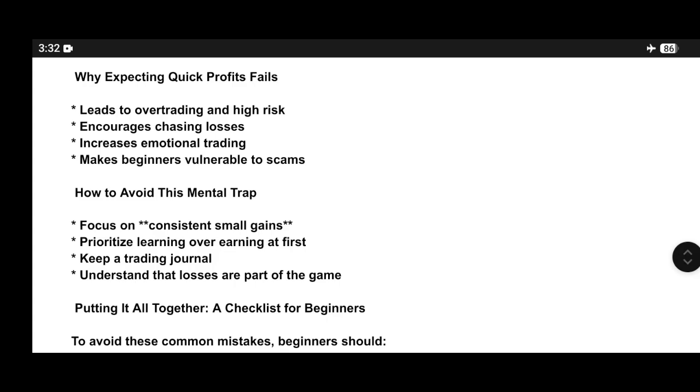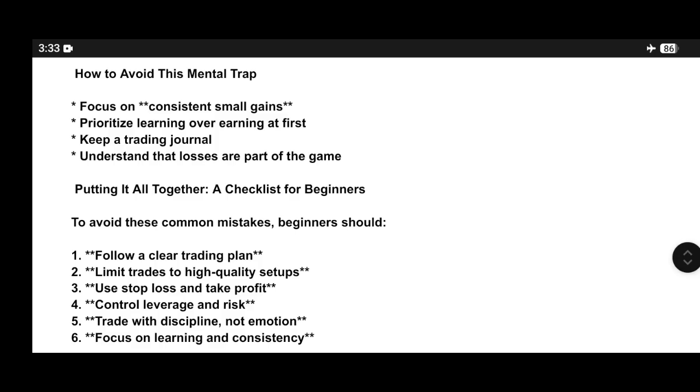Focus on consistent small gains. Prioritize learning over earning at first. Keep a trading journal and understand that losses are part of the game. Are you getting me? So, putting it all together, a checklist for beginners.